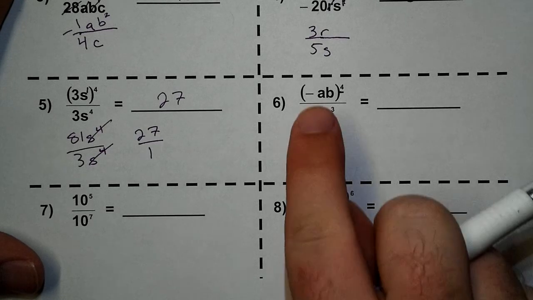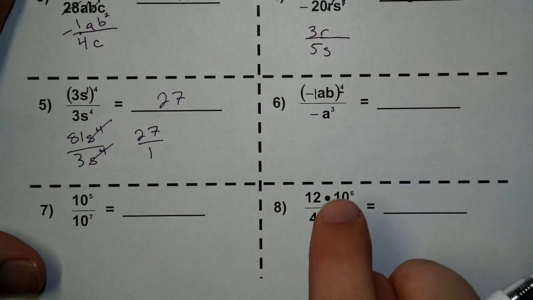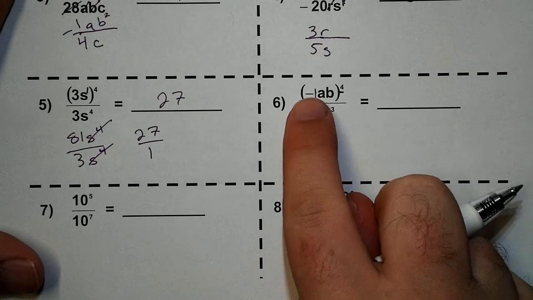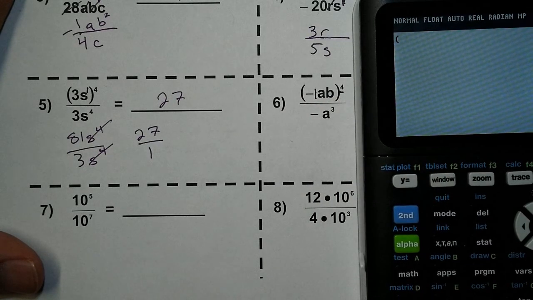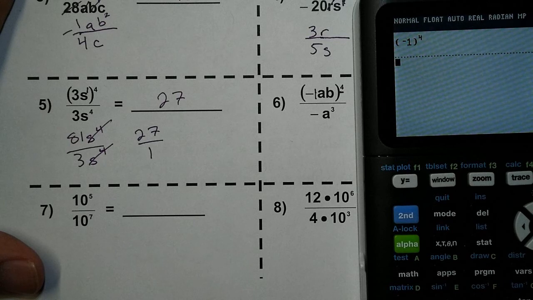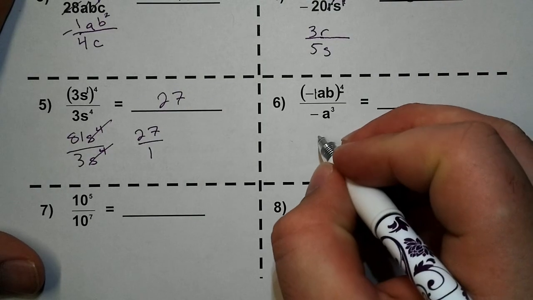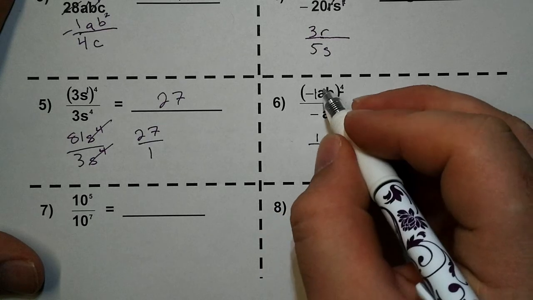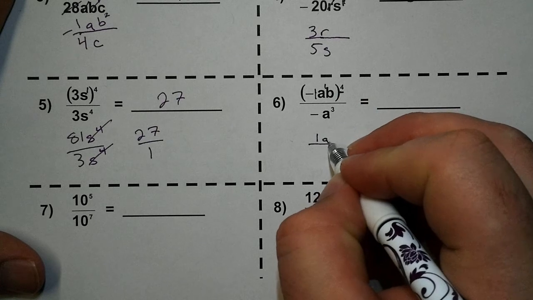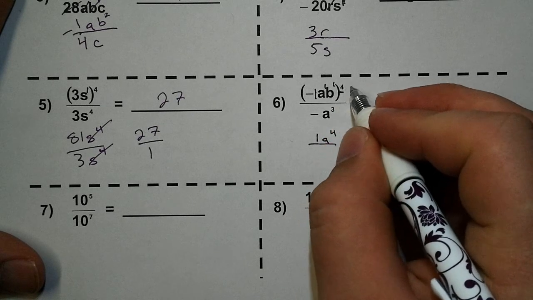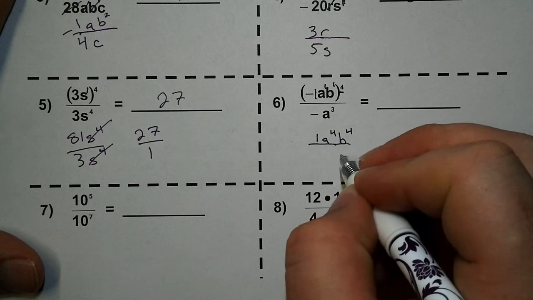All right, so there's a sneaky 1 here, and the reason it's important is because something's going to happen with the negative. Negative 1 to the 4th power will give us a positive 1. So positive 1 over a to the 1st times 4 will give us a to the 4th. B to the 1st times 4 gives us b to the 4th.